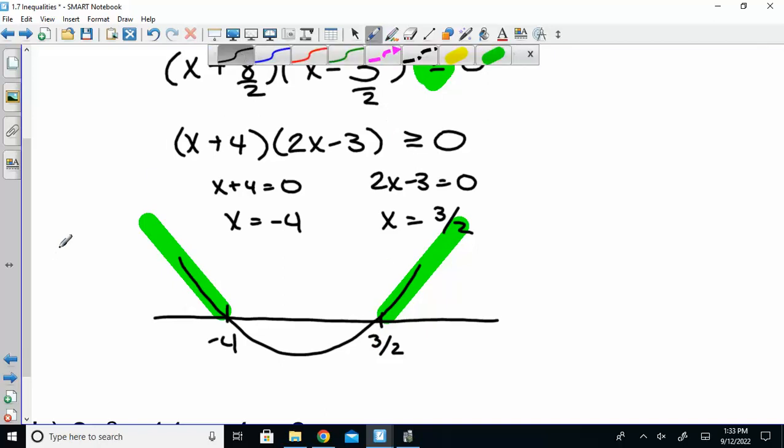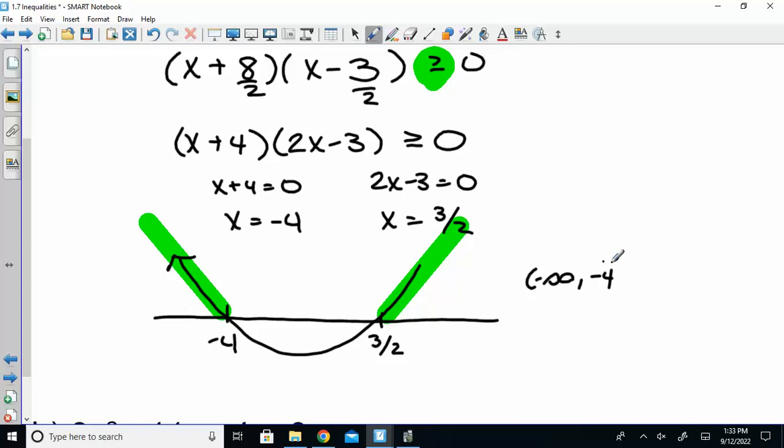So to write that, we have to go small to large. This one's going forever in the negative direction. So what do we put for that? -infinity, comma, it stops when we get to -4. We said equal to, so the -4 gets a bracket. If we have more than one piece, we put a union symbol. It's just like a capital U in the middle. Then the next piece starts at +3/2, and it goes forever, so we put infinity, and the infinity always gets a parenthesis.